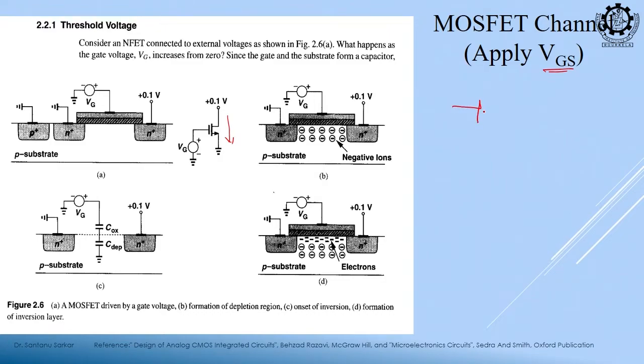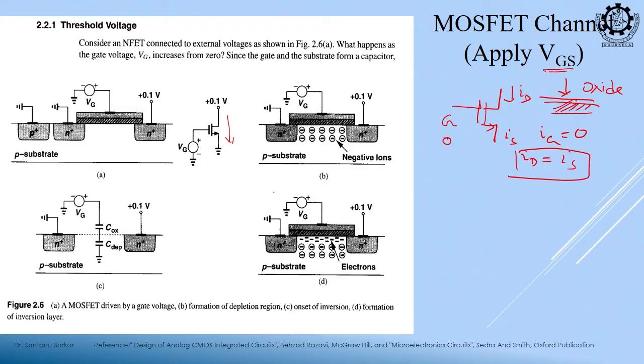You see, between gate and the channel, what do we have? We have an oxide layer, na. So, no gate current can flow. So, if our gate current is 0, then whatever is our drain current, that should be our source current. So, in MOSFET Ig is equal to 0 and Id is equal to Is. So, it is simplified than BJT.